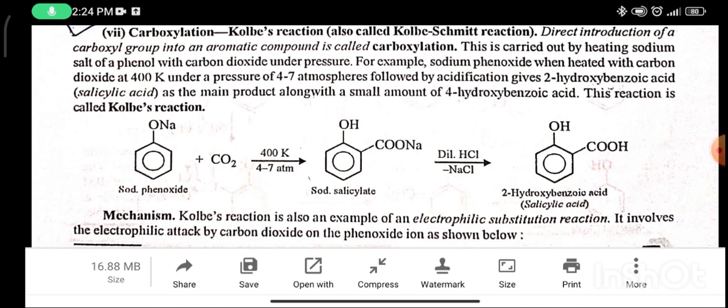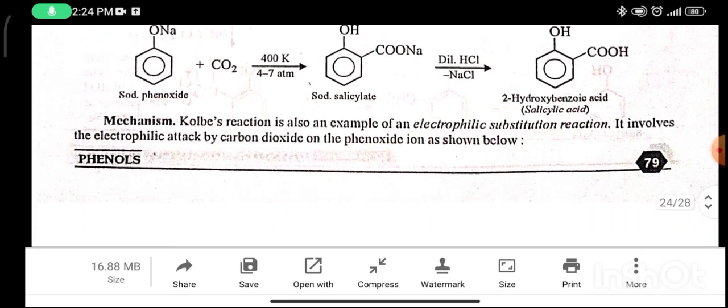followed by acidification gives 2-hydroxybenzoic acid as the main product A, along with a small amount of 4-hydroxybenzoic acid. This reaction is called Kolbe's reaction. Sodium phenoxide reacts with CO2 at 400 Kelvin and 4 to 7 atm and gives sodium salicylate. It reacts with dilute HCl. It gives 2-hydroxybenzoic acid.